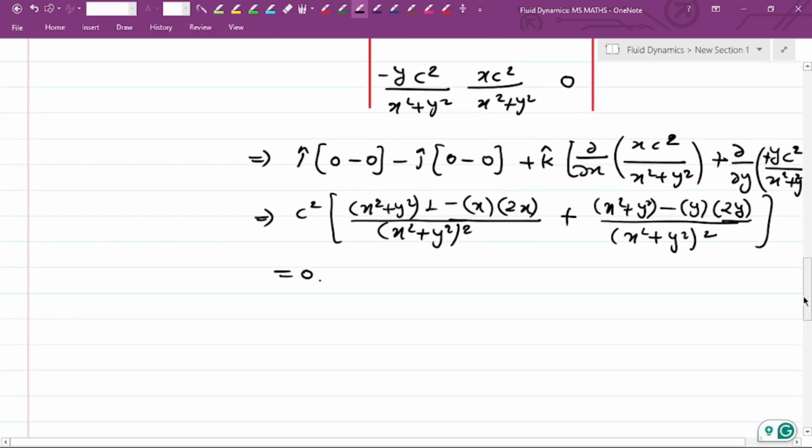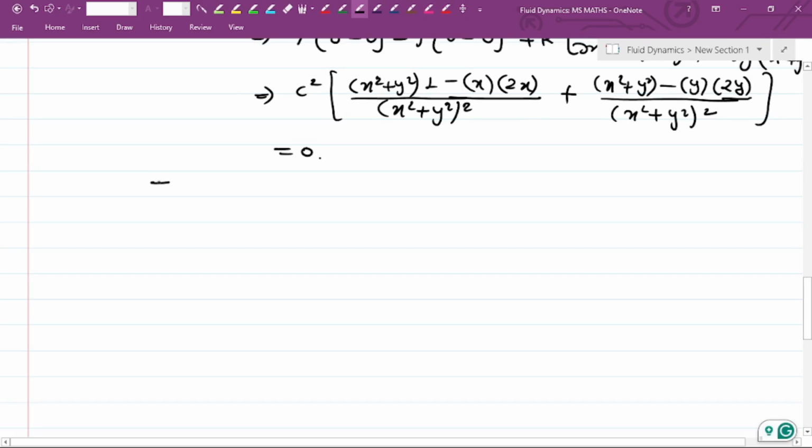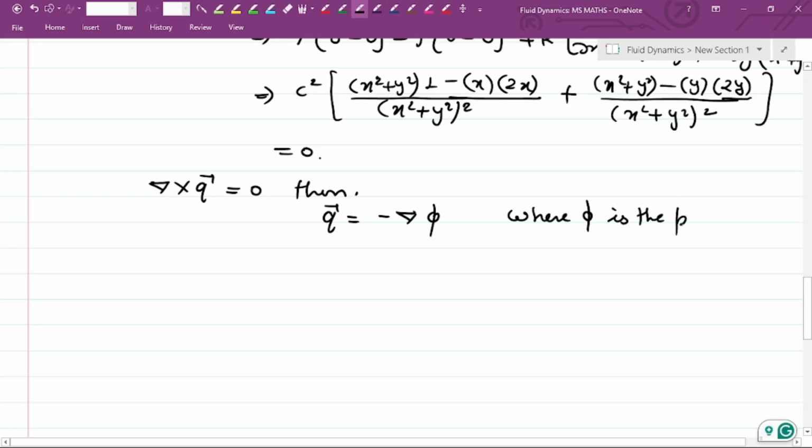It means that the curl of q vector is 0, then q vector is equal to minus del phi, where phi is the potential function.